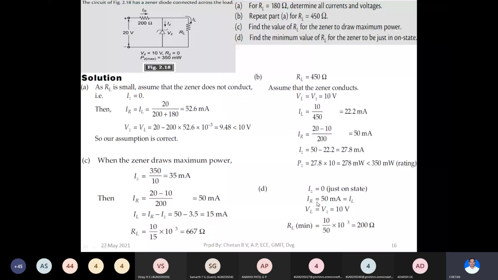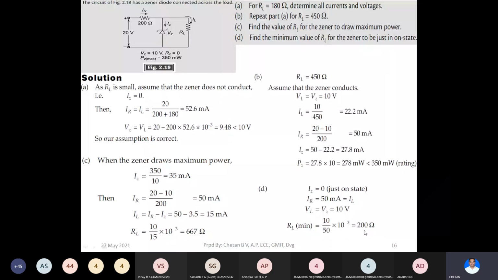How to find out this 50 milliampere? By this equation. That is, you have to subtract this potential and this potential divided by 200. You will get 50 milliampere, which is equal to IL. After getting that, you find out VL and VZ are the same, as this is just conducting. Therefore, the voltage across this will be the same as VZ. Then afterwards, RL minimum is V by I. Again, you will get that as 200.